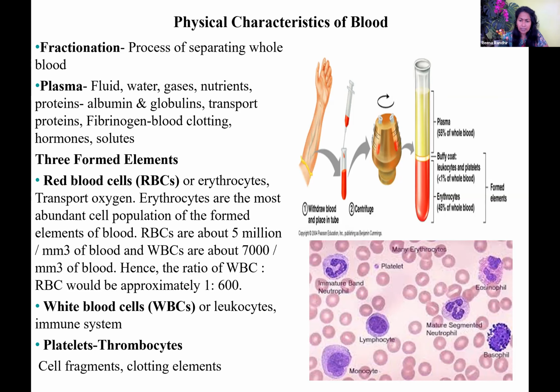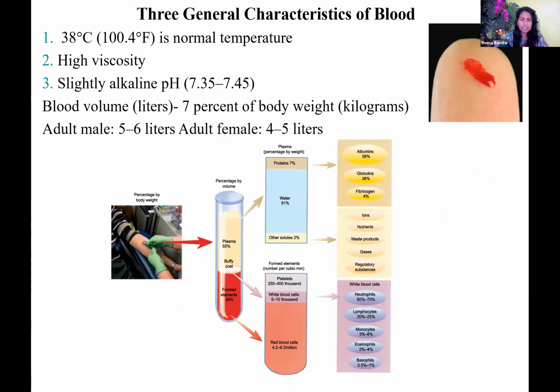So let's talk about each one of them in detail. We already studied all this, the physical characteristics of blood. Adult males have about 5 to 6 liters of blood, and females have about 4 to 5 liters of blood. Once you draw the blood and fractionate it in a centrifuge, you can see what is found in each one of the layers.